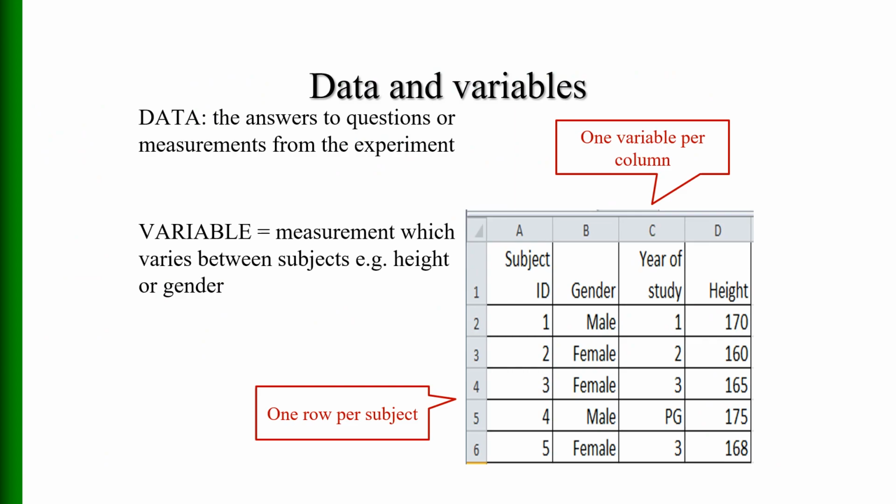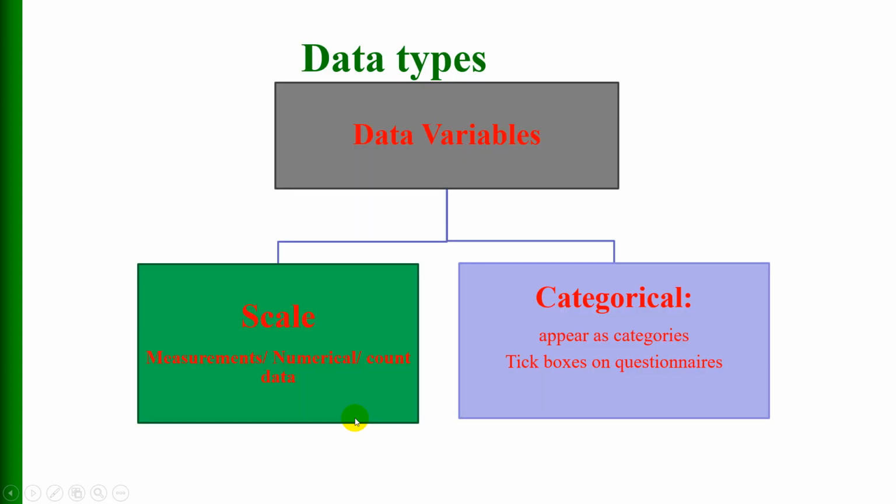So here in this table you see there are 4 columns A, B, C and D. Column A shows subjects, B shows gender, C shows number of years, and column D shows height. So these are variables. One row is per subject and one variable is per column. So a column shows variables and a row shows a subject.